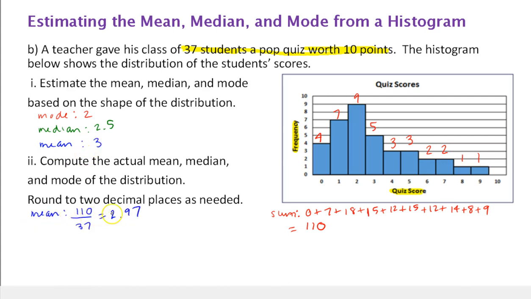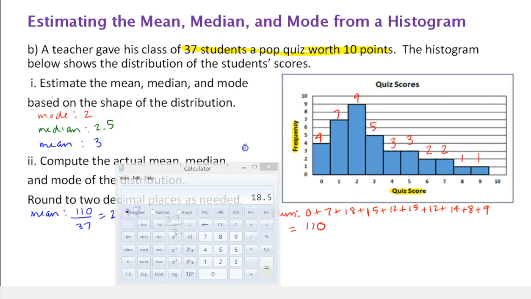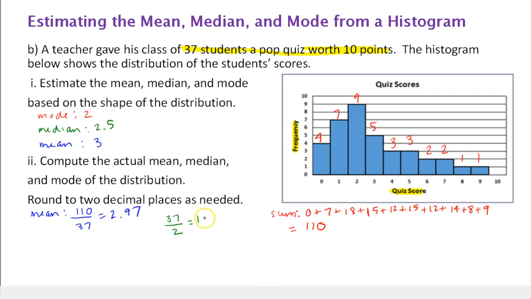I just adjusted the colors because I didn't like that they didn't match. So here the mean was 3. We have mean in blue. Here the actual mean is 2.97. Now let's look at the median. Now we're told that there's 37 students who took the quiz. So if we divide 37 by 2, we get 18.5. So it's not an even number or a whole number. We're getting this decimal value.